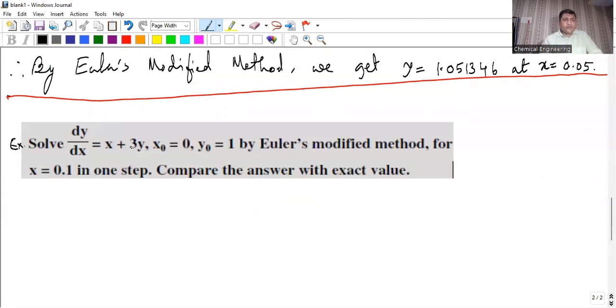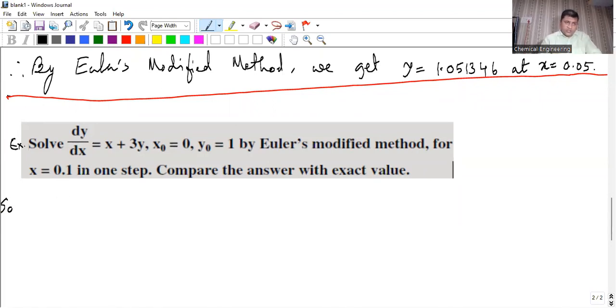So what we have here: solve this differential equation by Euler's modified method for x is equal to 0.1, in one step. So the number of steps is already given, which means we have to use only one step and compare the answer with the exact value. That means we have to find the analytical solution and the numerical solution, and then verify whether the analytical solution is the same as the numerical solution, that is, whether our method is correct or not. That's what we have to do in this example.